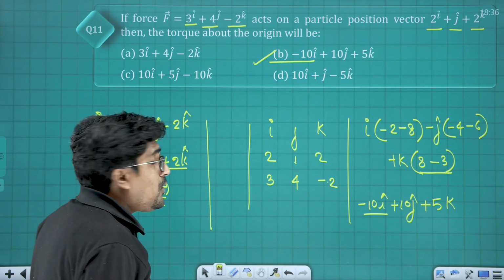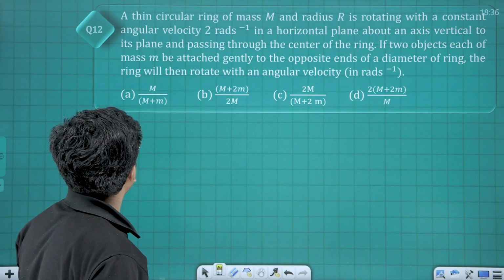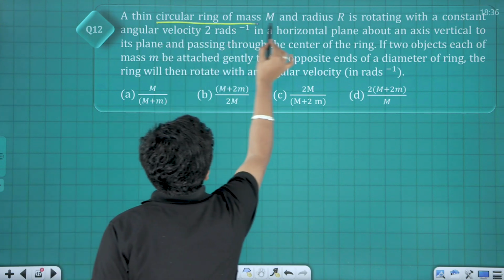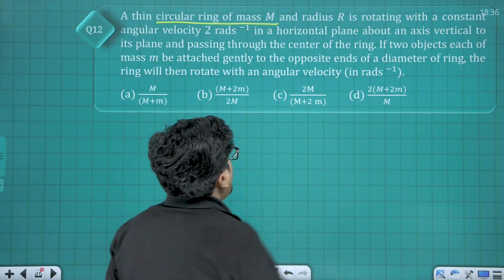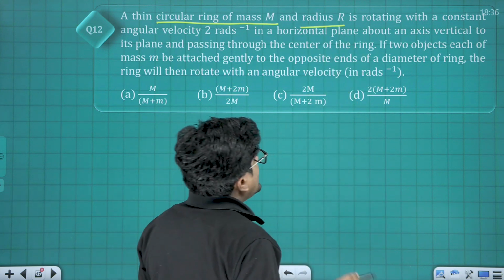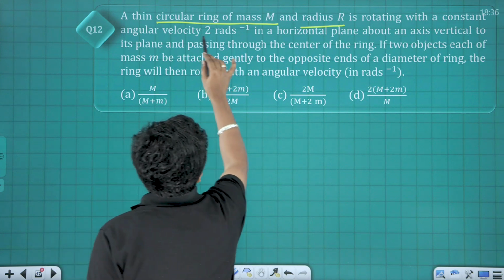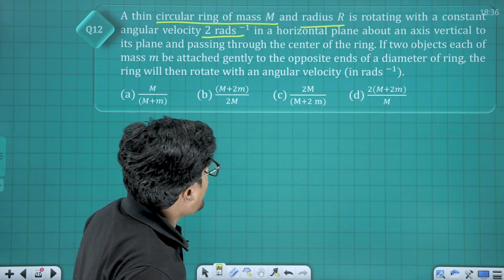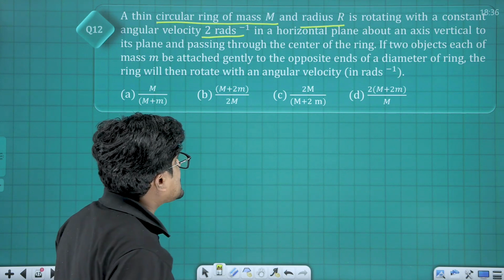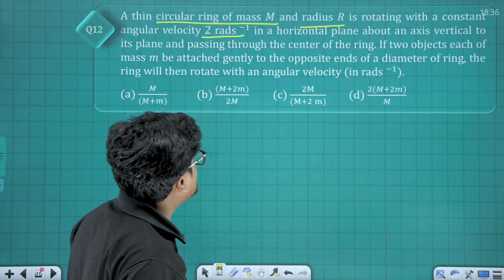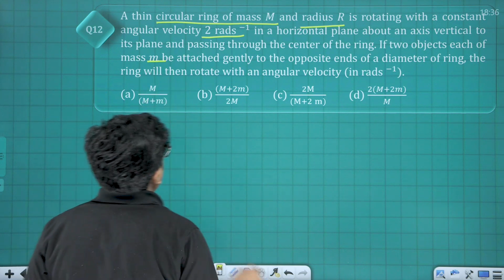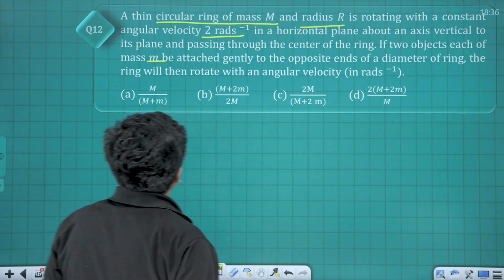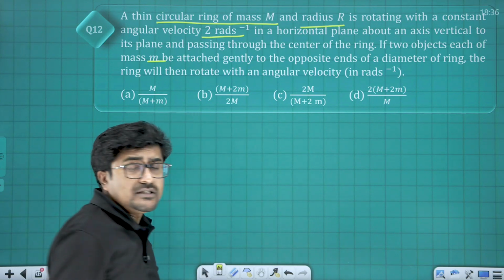All right. Now let us move to question number 12. Question says, a thin circular ring of mass capital M and radius capital R is rotating with a constant angular velocity 2 radian per second, in a horizontal plane about an axis vertical to its plane and passing through the center of the ring. If two objects, each of mass small letter m, are attached to the opposite ends of the diameter of the ring, then the ring will rotate with an angular velocity in radian.